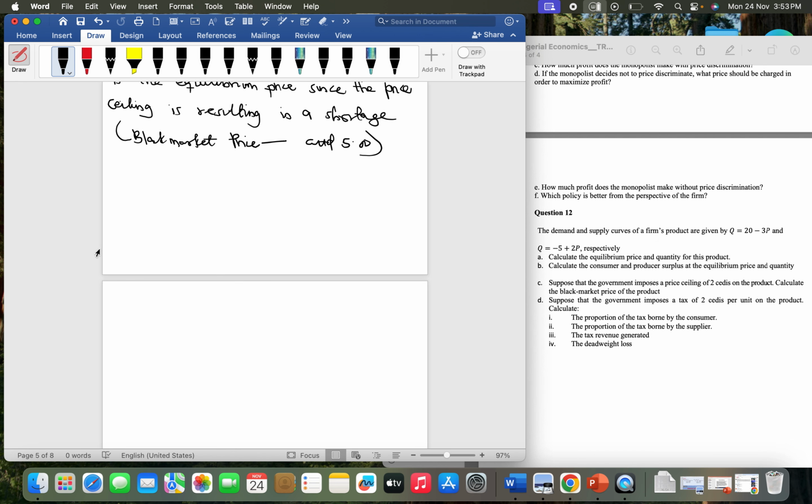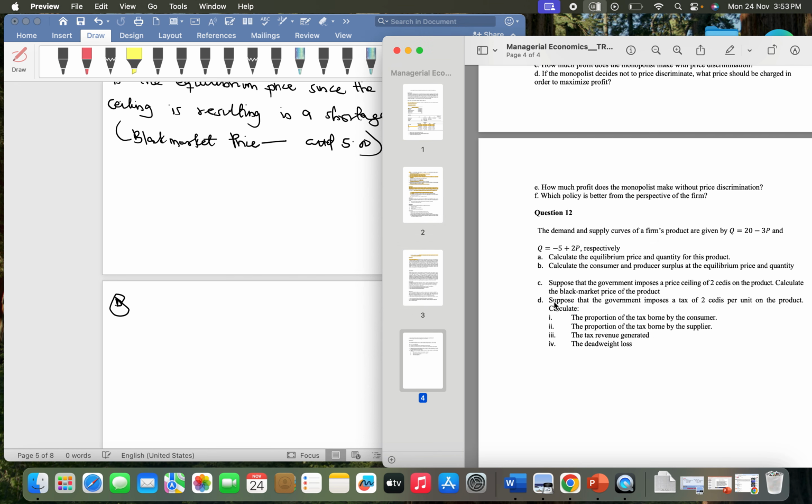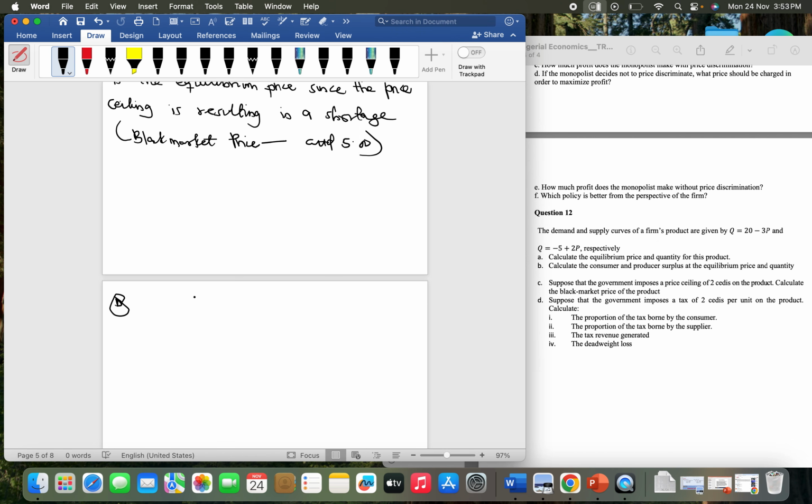With the D part of the question, this is it. Suppose that the government imposes a tax of 2 cedis per unit on the product. Calculate: i, the proportion of tax borne by the consumer; ii, the proportion of tax borne by the supplier; iii, the tax revenue generated; iv, the deadweight loss.